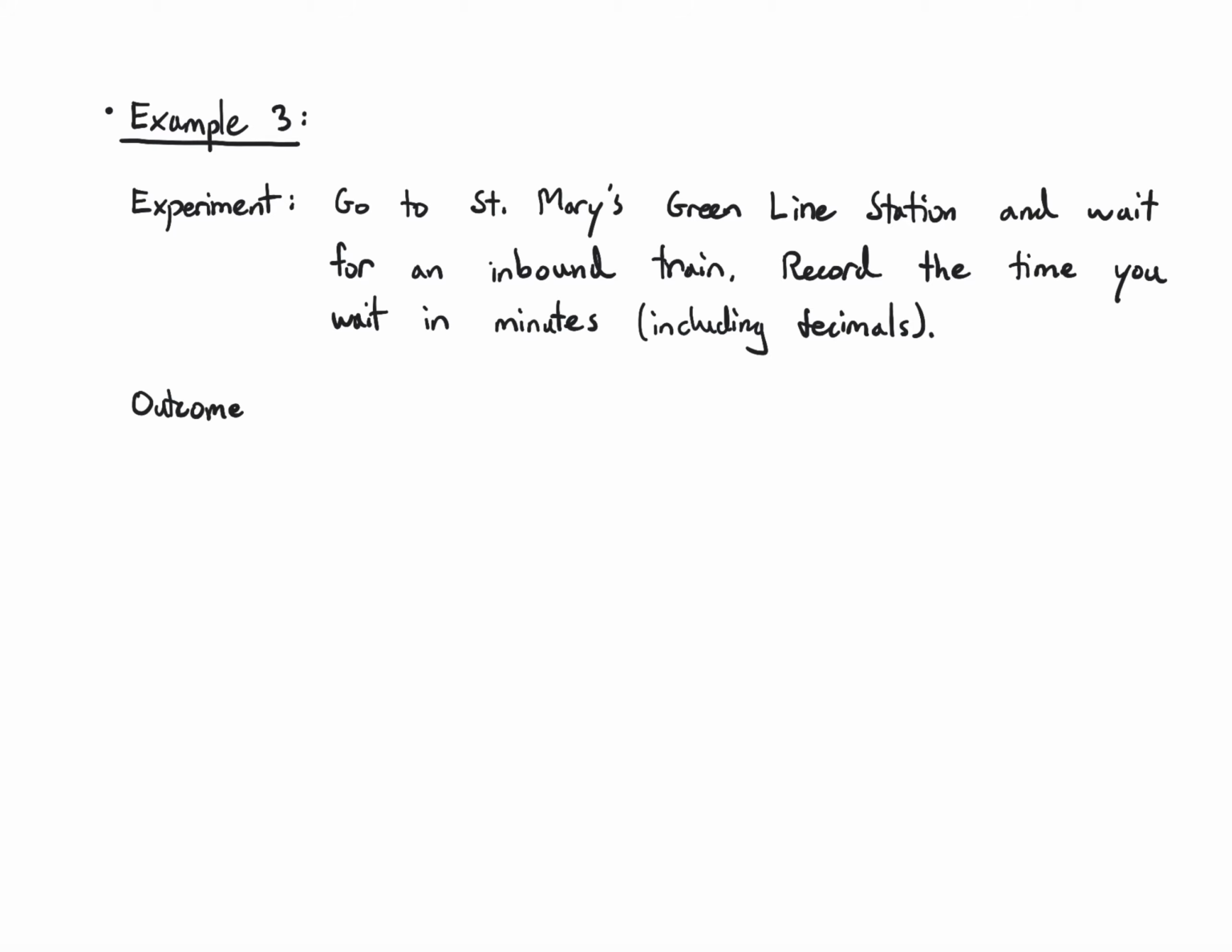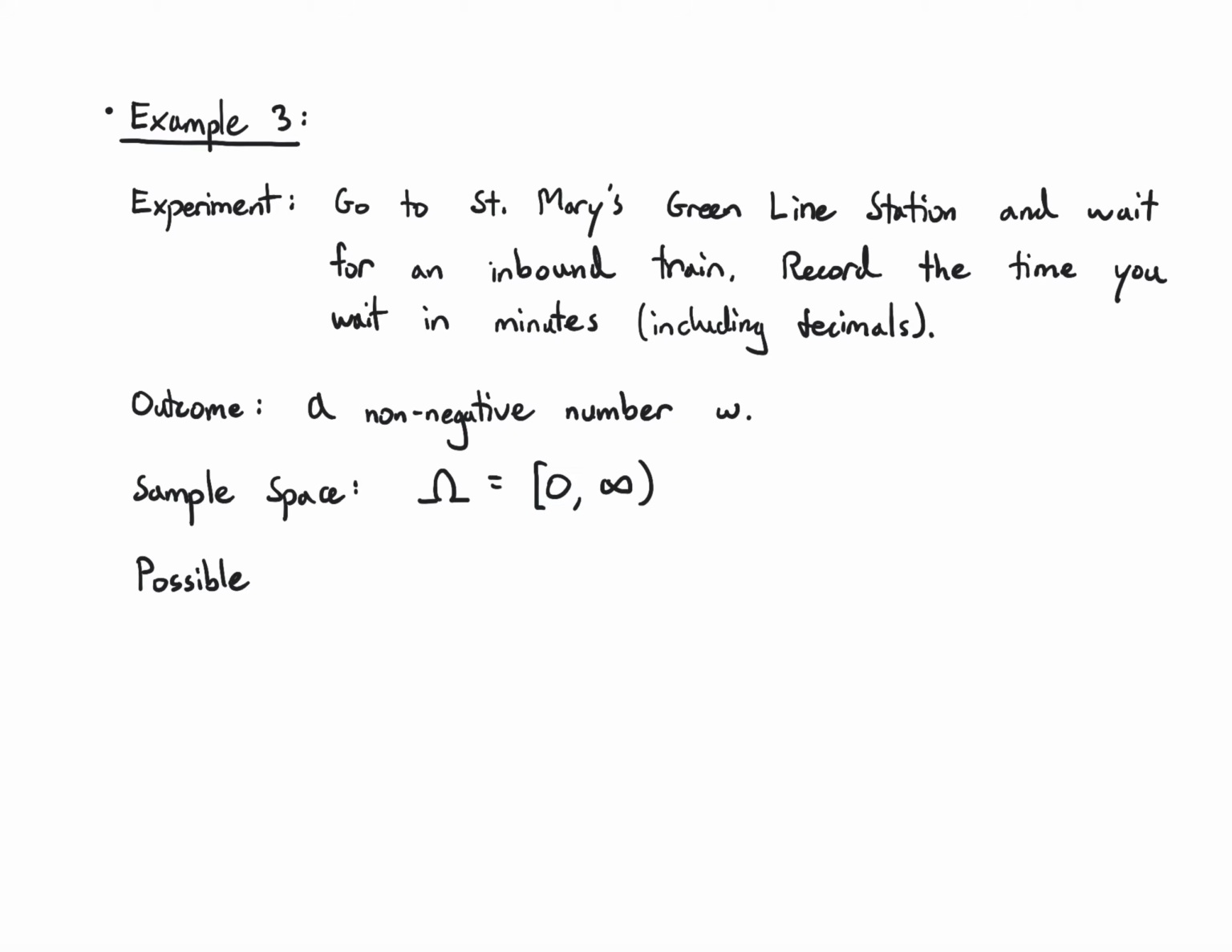So the outcome is just going to be a non-negative number, a non-negative real number, in fact, omega. All right. And so what's the sample space? So the sample space, big omega, is just going to be the interval starting from 0 going all the way to infinity. All right, that's it. So the non-negative numbers.